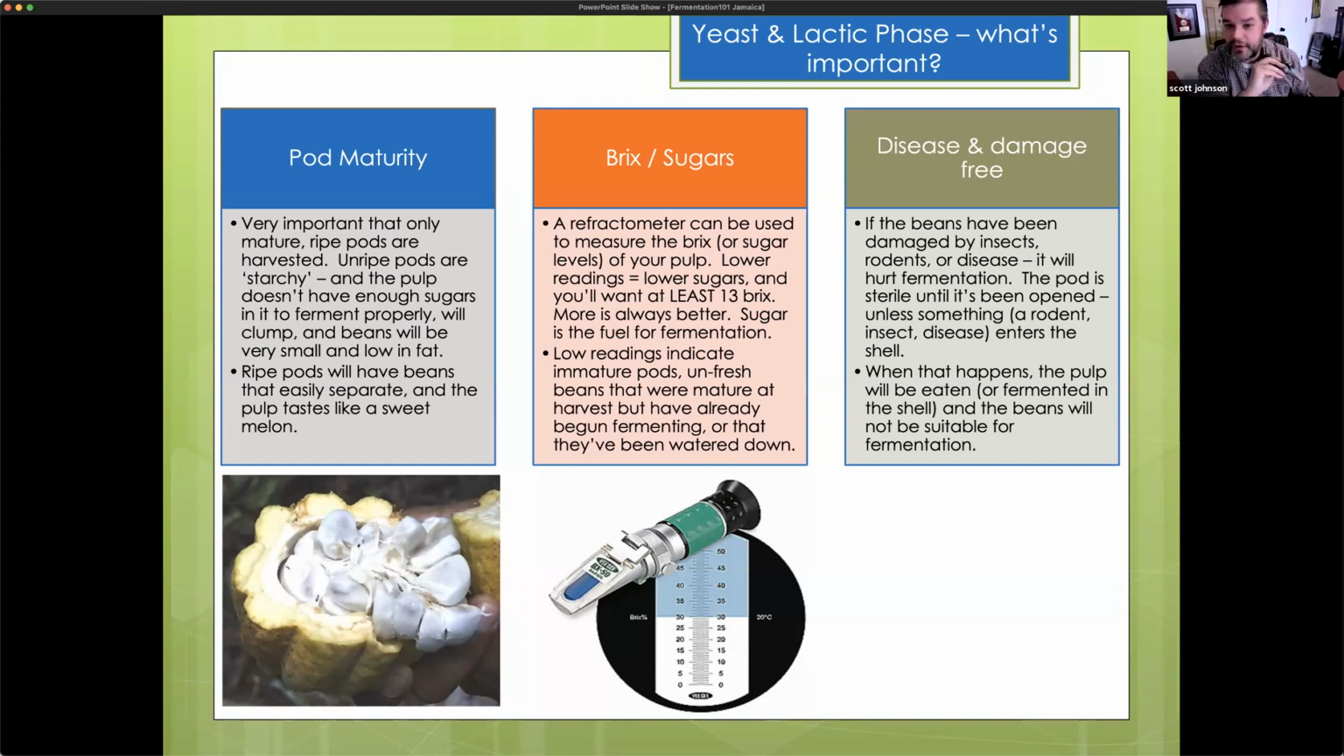It's a really, really durable, easy to use, inexpensive piece of equipment that will make sure that the cocoa beans that you're starting with are going to have the potential to turn into really high quality chocolates later down the road. Okay.